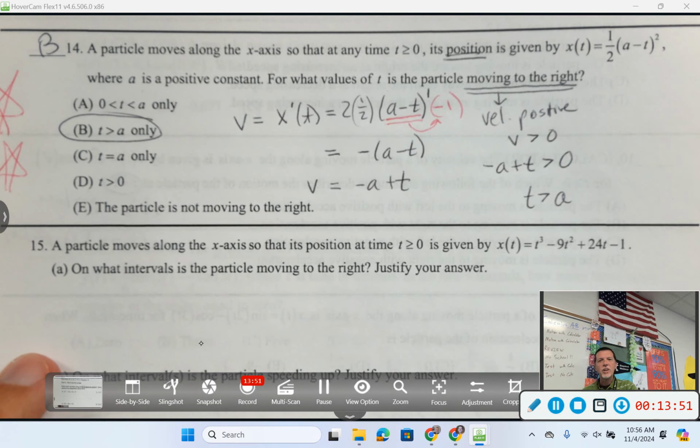But that was a tricky one. Take a derivative with the chain rule. Moving to the right means velocity is positive. A lot of stuff going on there.